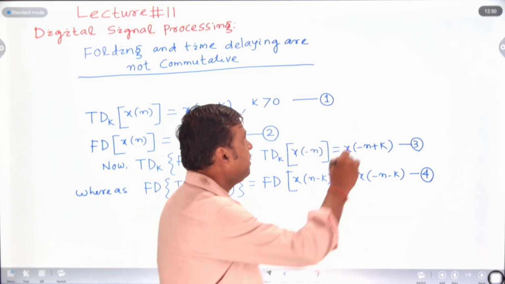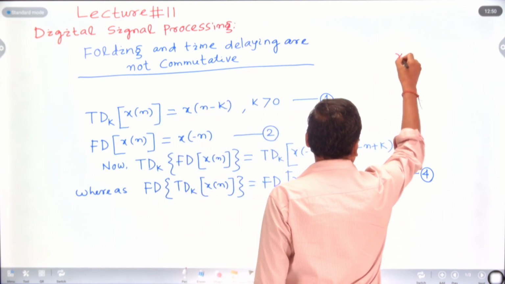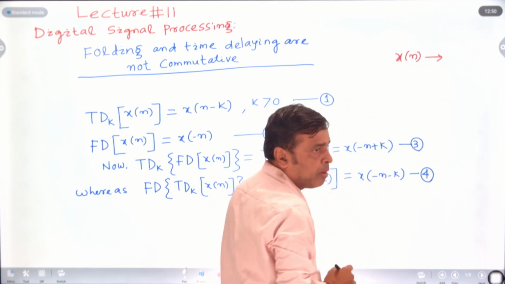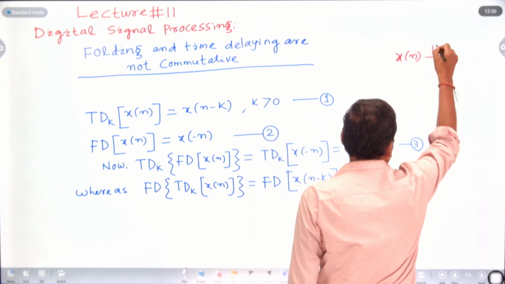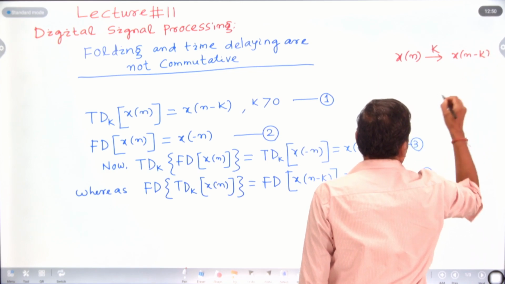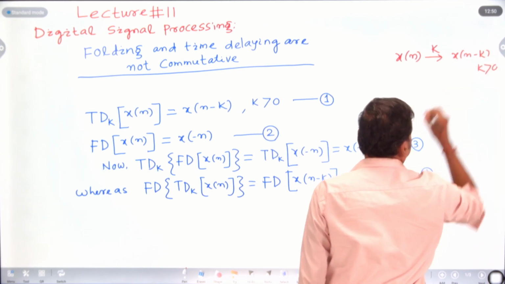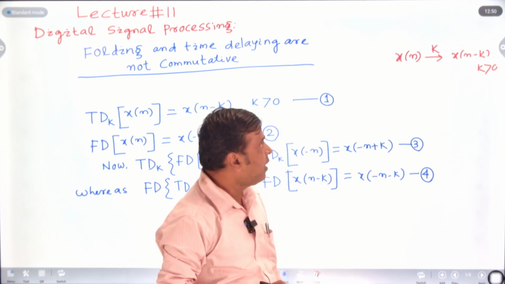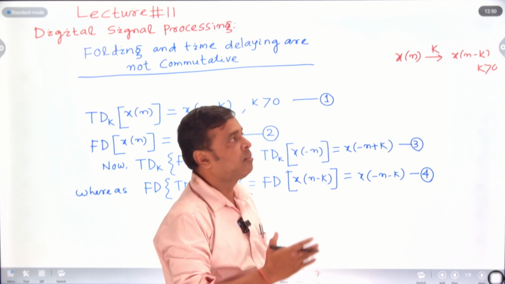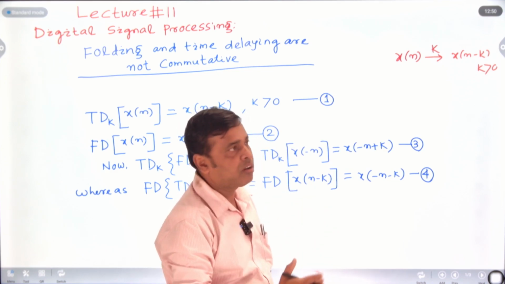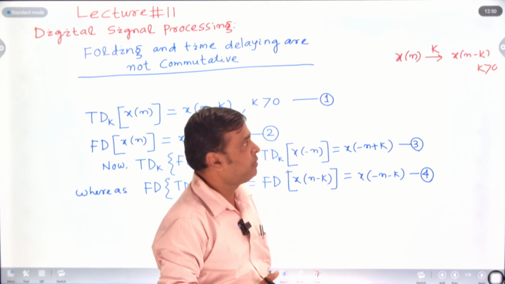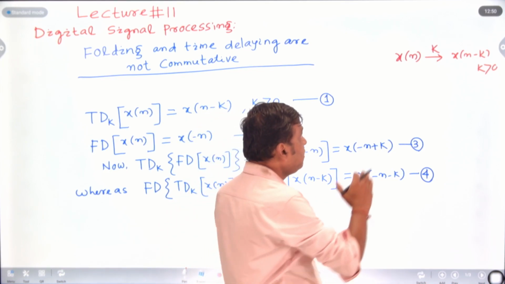In time shifting of a discrete signal x of n, if you delay it by k units of samples, it is nothing but x of n minus k. Here k is a positive integer. If you shift by means of delay, in graphical representation the sequence shifts toward the right, but in sequence representation the arrow mark shifts to the left. This is nothing but your time delay.